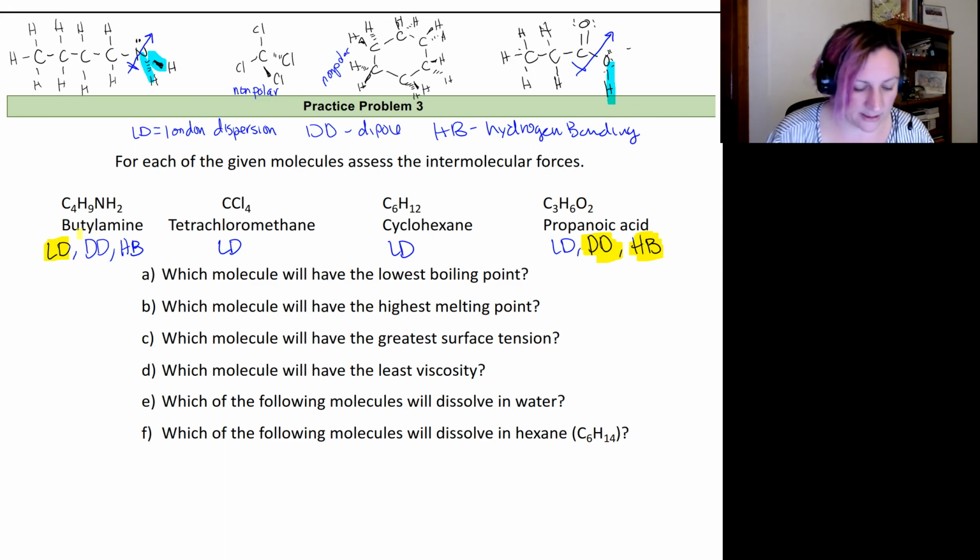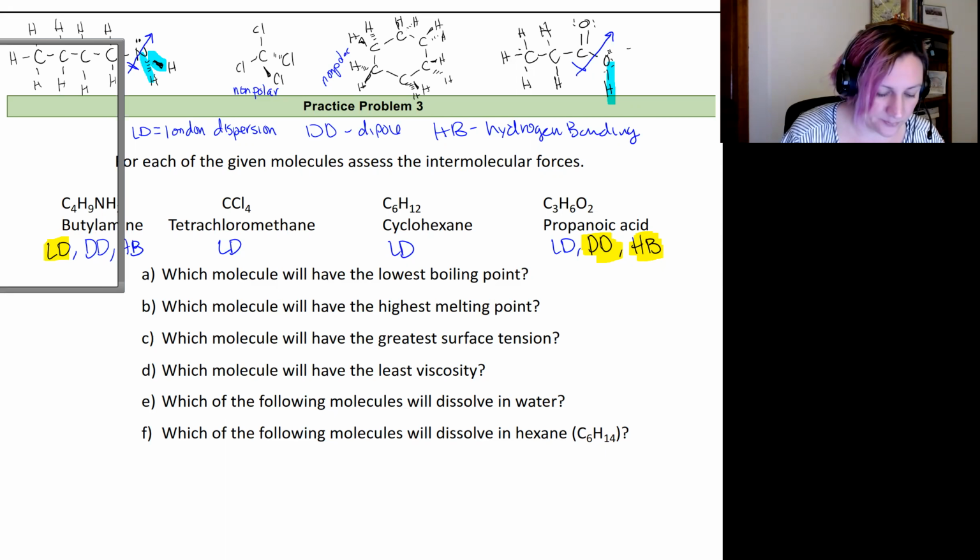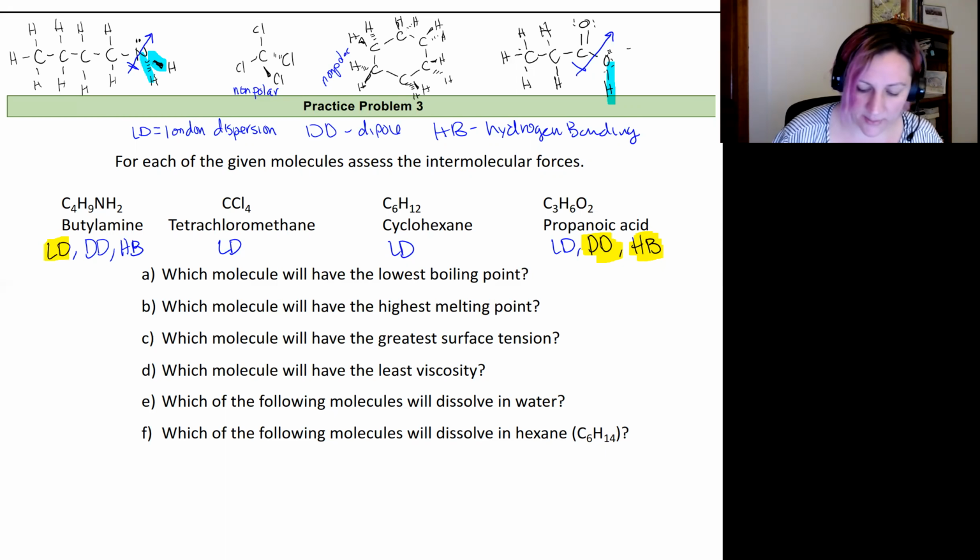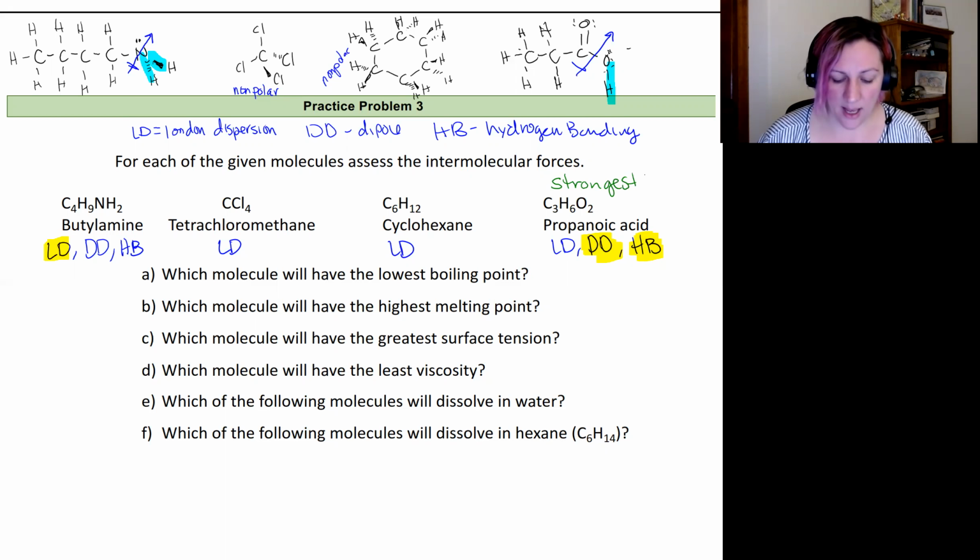So I'm going to go out on a limb and make a choice. I'm going to say propanoic acid is the strongest. And then butylamine is the next strongest. So we'll do this one. Second strongest. How about that?